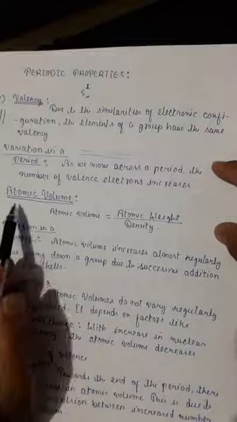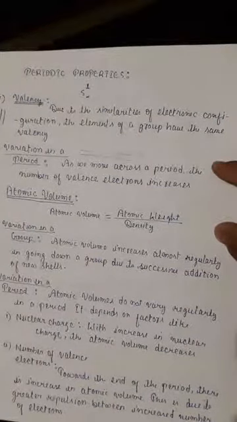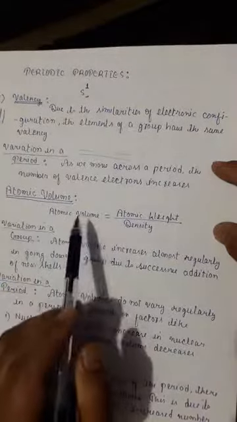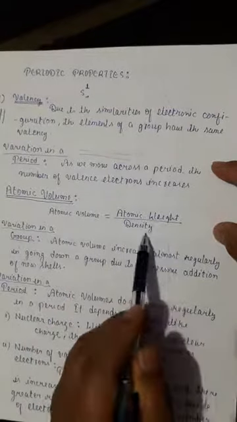Now let's move on to atomic volume. So what is atomic volume? Atomic volume of an element is the volume in centimeter cube occupied by 1 gram atom of the element in the solid state, and hence it is also called gram atomic volume. So that is the basic definition of atomic volume. Here you don't have to rote the definition, but you have to remember how it varies, down the group or across the period. So atomic volume is given by this expression, where atomic volume equals atomic weight by density.